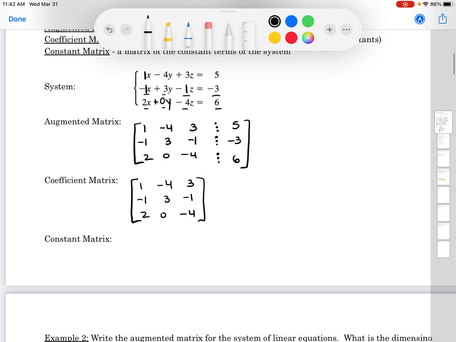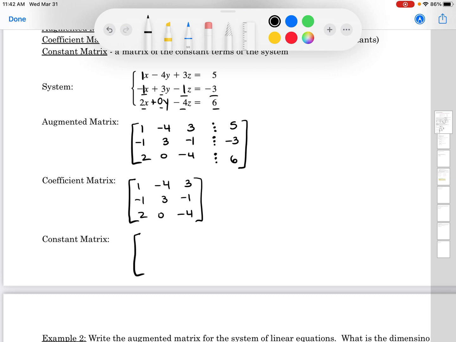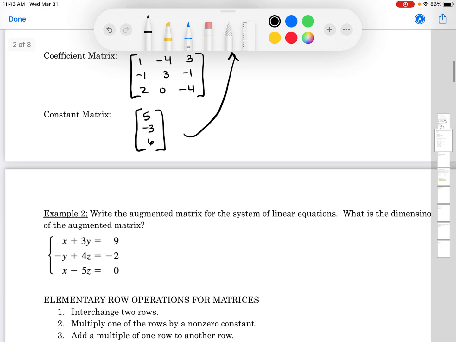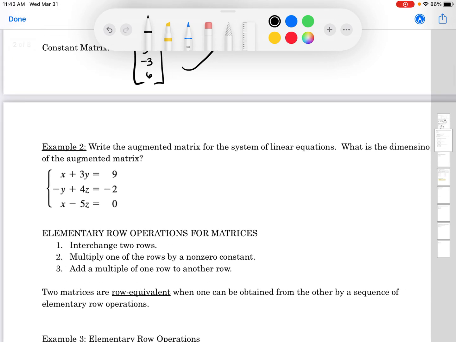The constant matrix is exactly what it sounds like. It's just the constants, so just the numbers without variables. So that's these guys over here, 5, negative 3, and 6. All right, so we can write an augmented matrix just by doing exactly what we just did there. We are going to make sure everything is nice and lined up first, though. So here we see we have variables x, y, and z. We want to make sure everything's nice and spaced out. So we have x plus 3y. We'll leave a gap for the z.